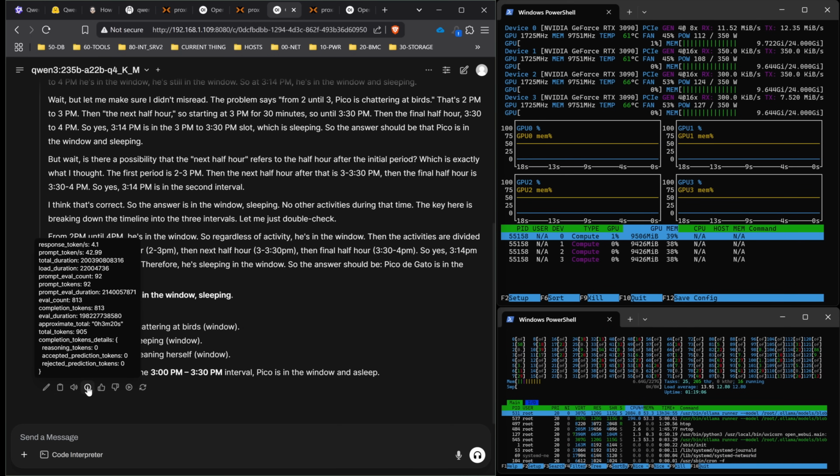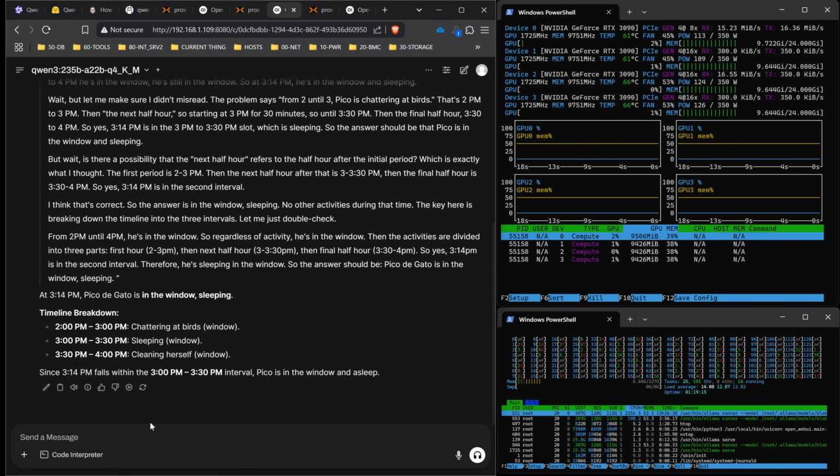And that was 4.1 response tokens per second, prompt tokens per second, 42.99. Total eval time was 3 minutes, 20 seconds, and the total number of tokens, 905 for that. And the approximate total time, 3 minutes and 20 seconds to complete that.